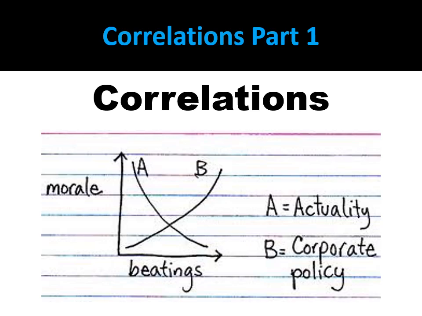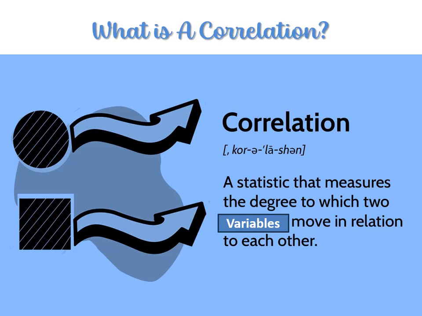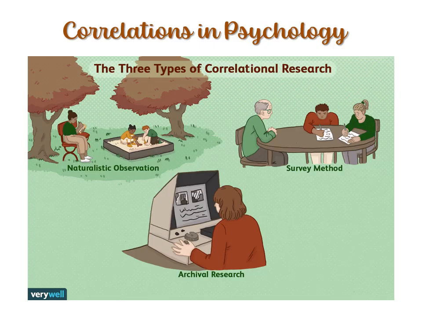Today we're going to talk about correlations. What is a correlation? It's a statistic that measures the degree to which two variables move in relation to each other. Why do we use correlations in psychology? Well, we use them for natural observation. We can use them for survey data. We can use them for archival research. Sometimes we start with a correlation and then we need to run an experiment to prove if the correlation has a cause and effect.